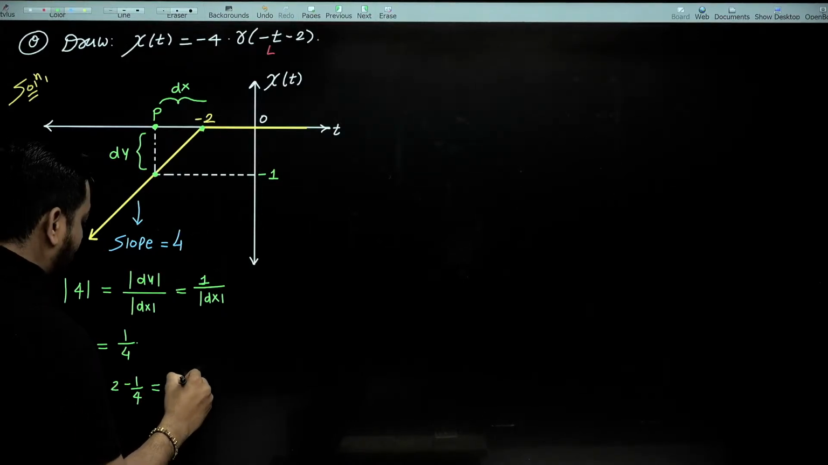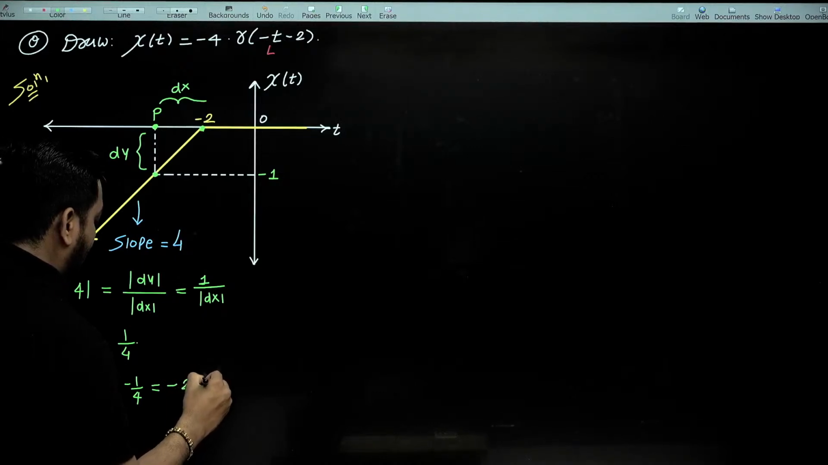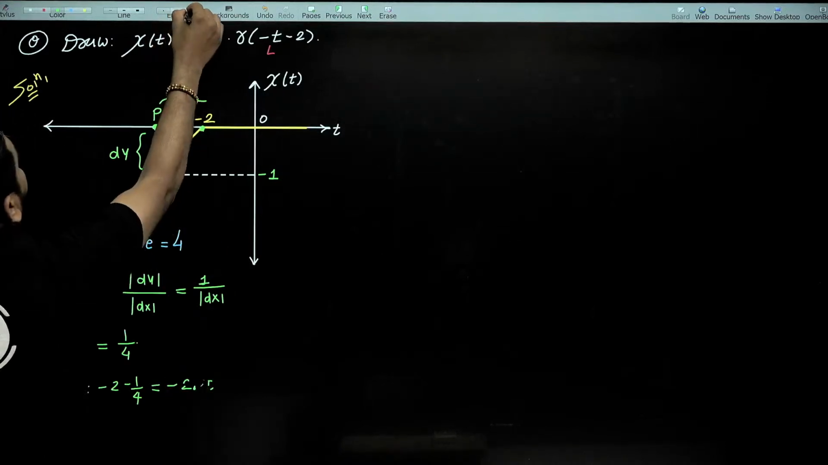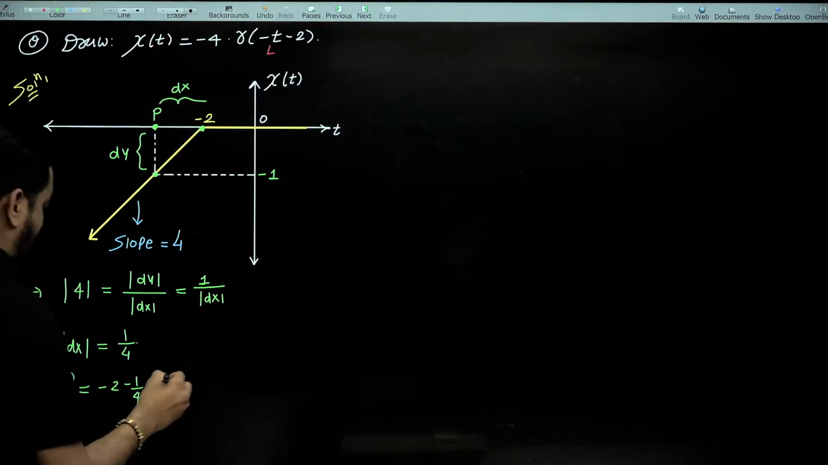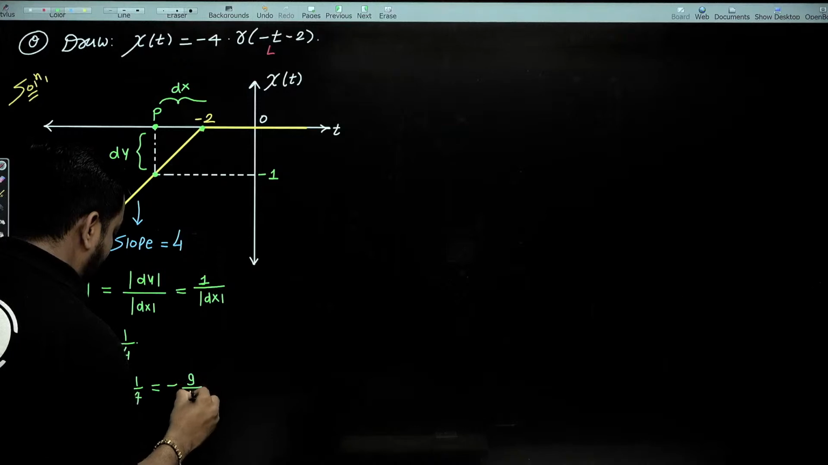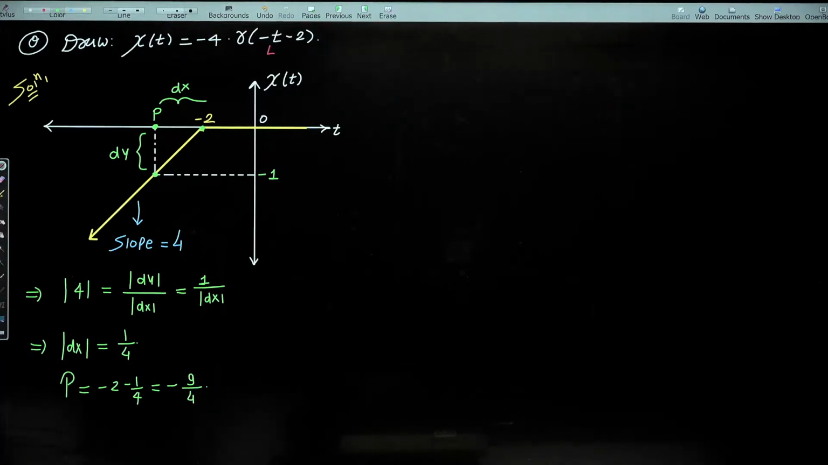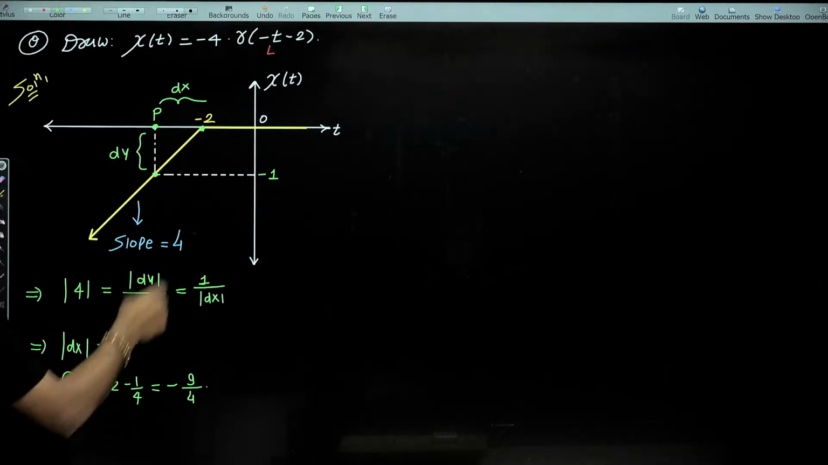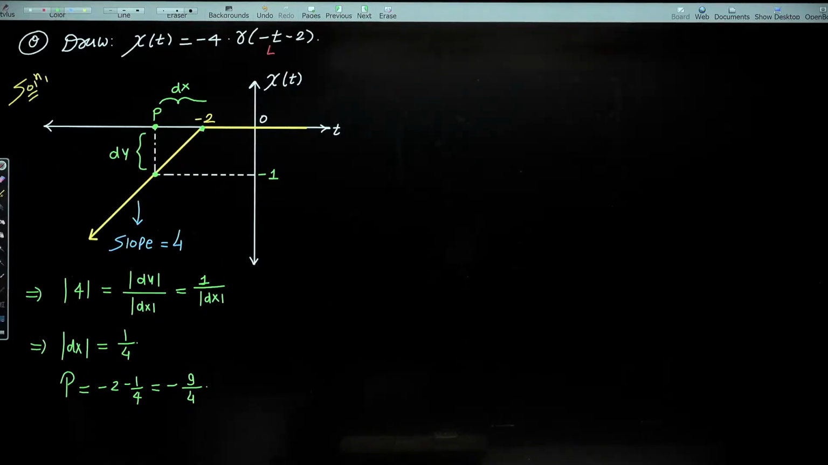So it will be -2.25 or -9/4, guys. Can we select this? -9/4, yes or no? From -2, the total difference is 1/4. If it is -2, then it will be -2.25 or we can say -9/4. So this point P will be -9/4, guys.